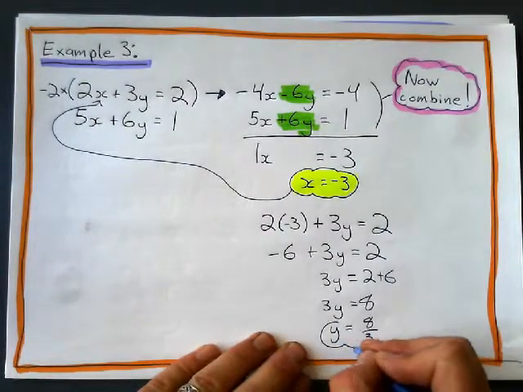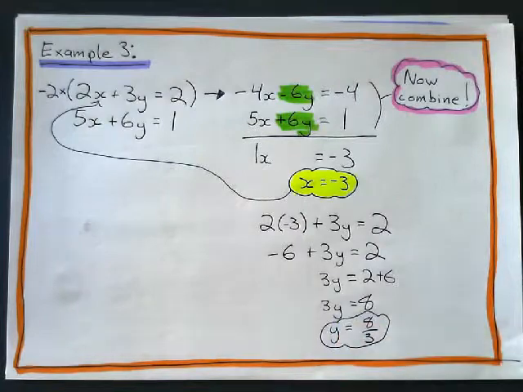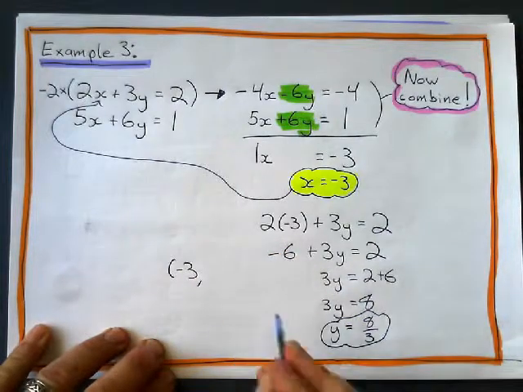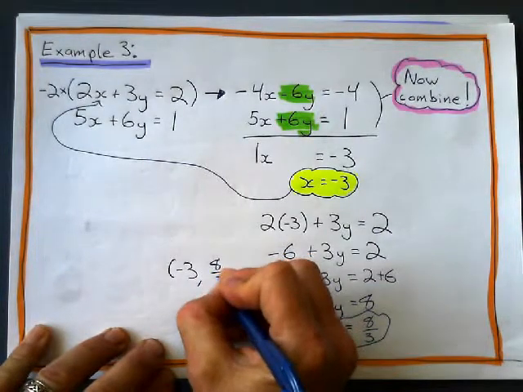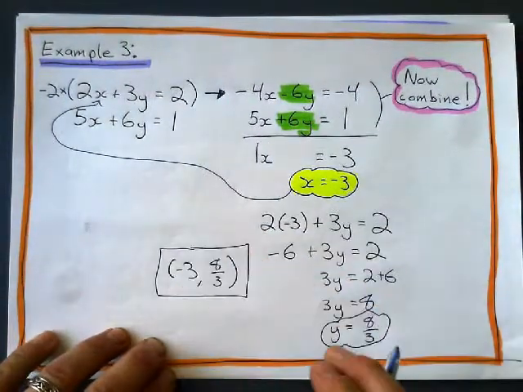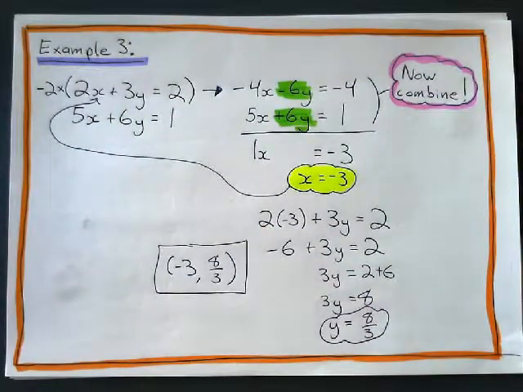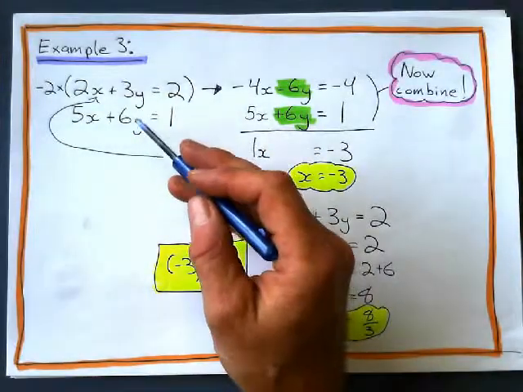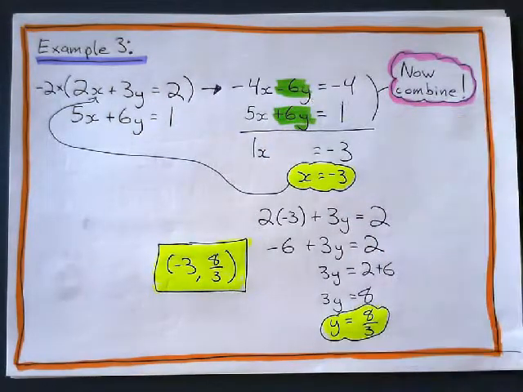If you want to decimalize that, you can. So I'm just going to leave this as a fraction and write the ordered pair as -3, 8/3, because I don't feel like rounding that. And there we go. Okay. Lastly, we have one more type where we have to multiply both equations by something in order for this deal to happen. We'll do one more example.